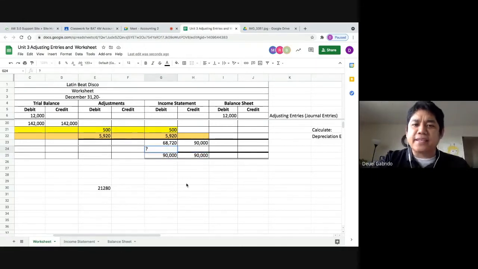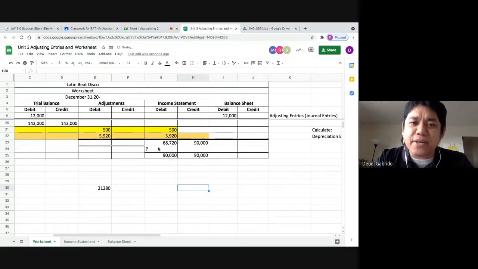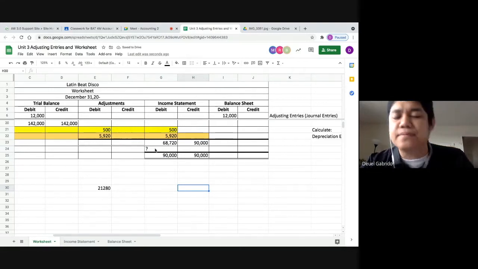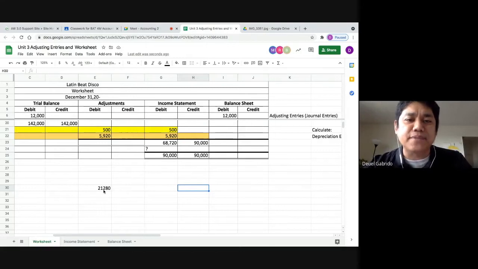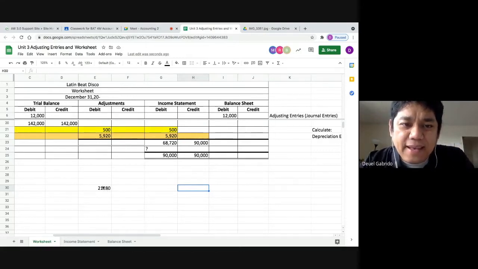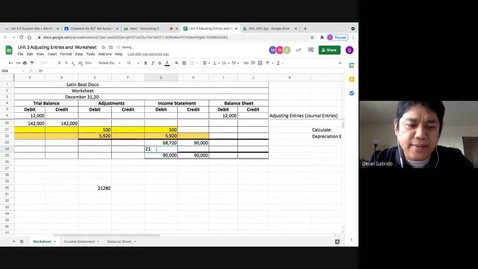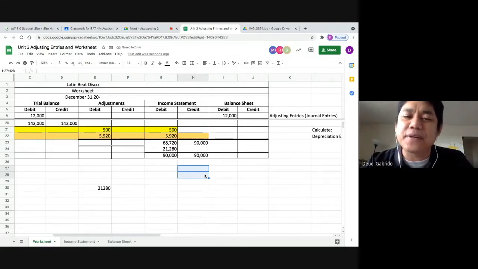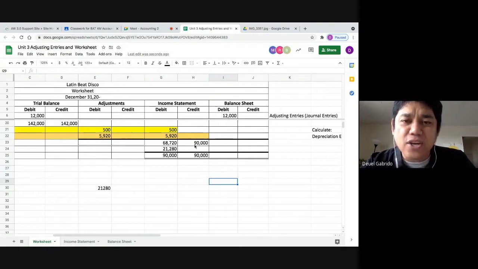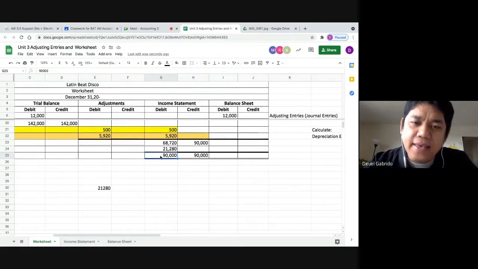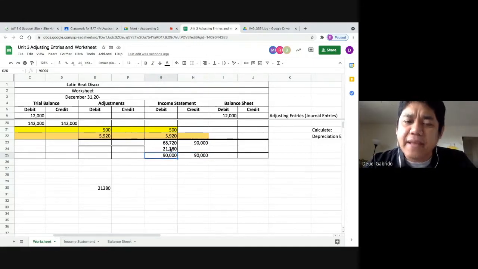Look at this one, guys. I put a question mark. This number should be filled in using the net income. Do you understand that? I'll put 21,280 there. The purpose of this is just to present in the worksheet. Again, always put the bigger number at the bottom. Copy it on the other side, and the filling in should be your net income.